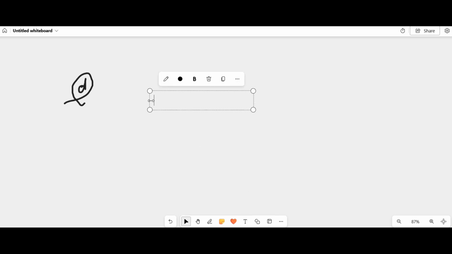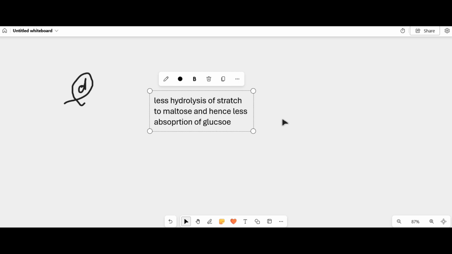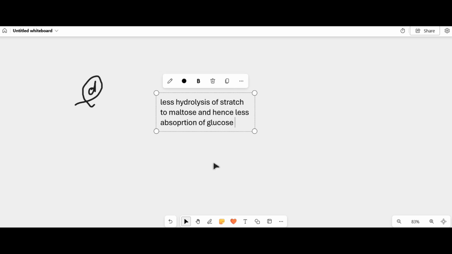Obviously, if it's an inhibitor, it means less hydrolysis of starch to maltose, and hence less absorption of glucose. Starch is going to be hydrolyzed by the enzyme to maltose, but since the enzyme has been blocked, it can't do that. So it can't go down to maltose, which means it can't be absorbed as glucose. Safe.